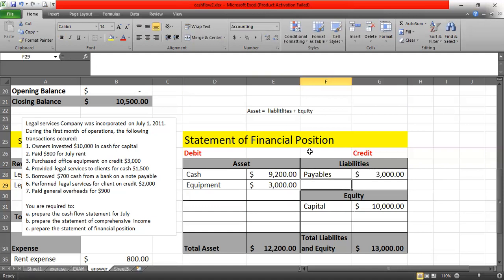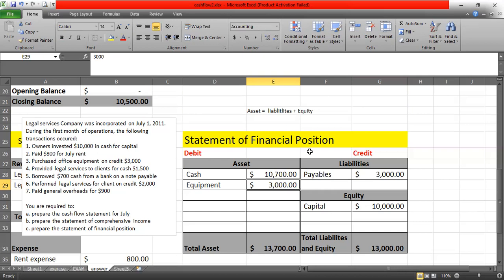Okay. Next would be number four, provided legal services to clients for cash, $1,500. Again, the cash is increasing. So I'm just simply putting the plus sign with the $1,500 on it. And the cash balance now is updated to $10,700.